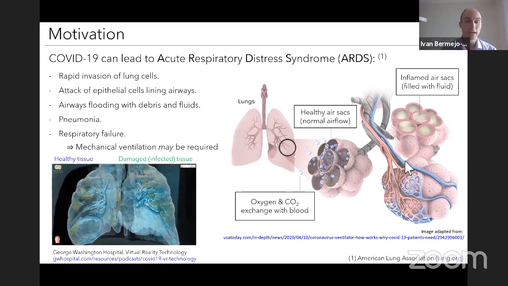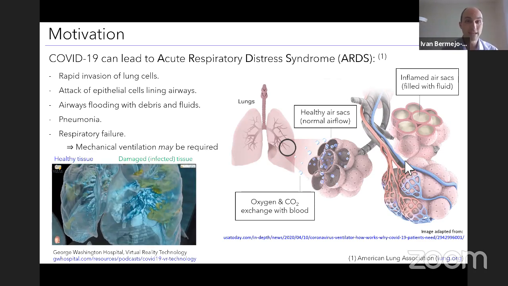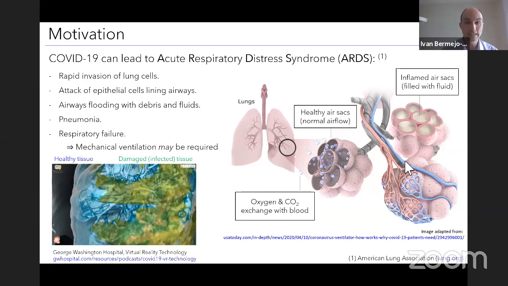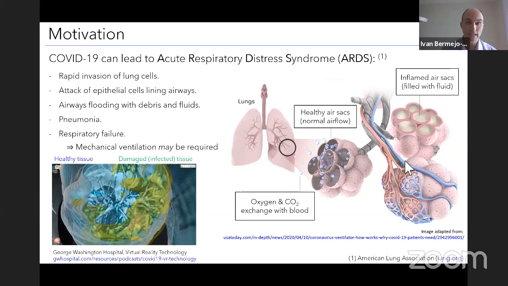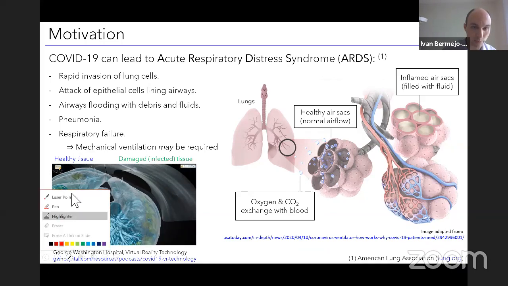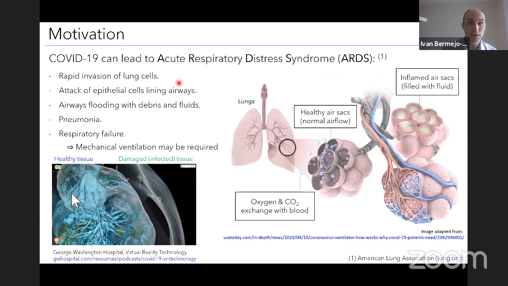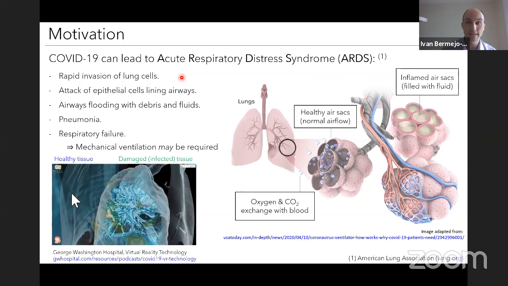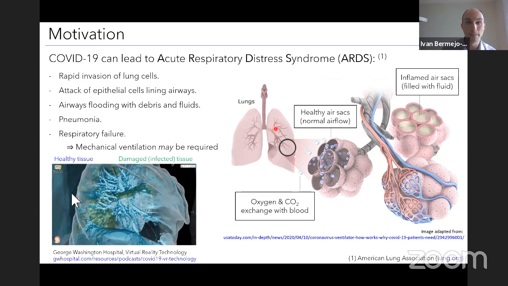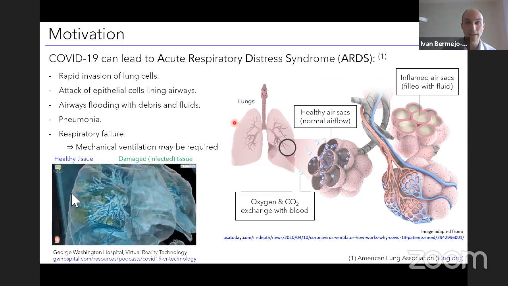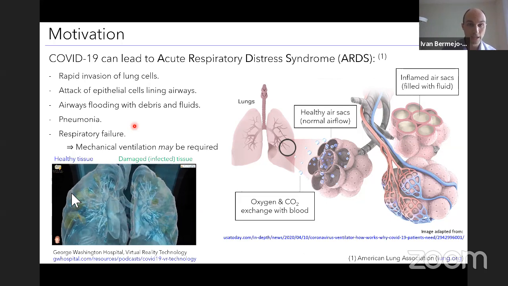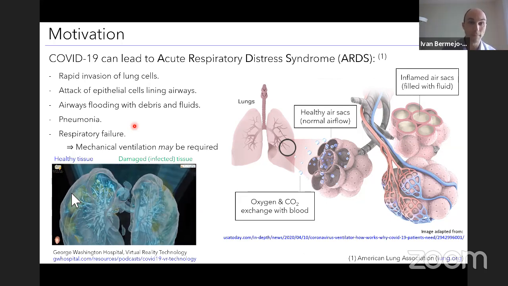The motivation comes clearly from the COVID-19 pandemic and the fact that it can lead in many cases to acute respiratory distress syndrome, ARDS for short. There is a cascade of events that happens through that process. As you can see here, there is a rapid invasion of the lung cells. That invasion by the virus is going to affect the epithelial cells lining the airways. Those airways are then going to be flooded with debris and fluids, leading eventually to pneumonia, possibly, and then respiratory failure. In those cases, the patient may require mechanical ventilation.